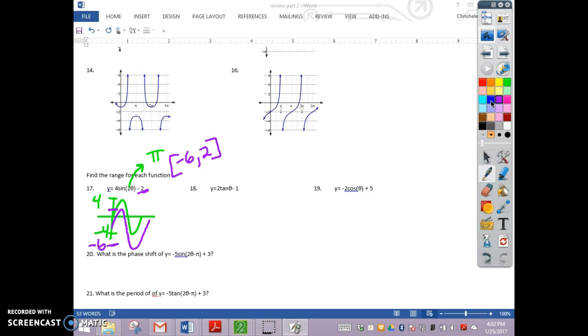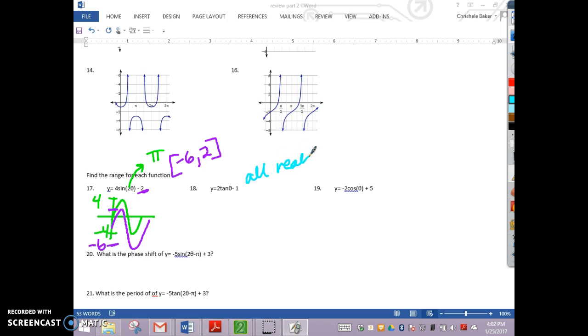Now tangent is kind of a fun one to look at range because it's all real numbers, or negative infinity to positive infinity. So let's see why. When I look at tangent, of course, it goes through the origin, and this one's going to have that amplitude, that stretch of 2, and then I'm going to just shift it down 1. I still have arrows pointing straight up and straight down. So my range is actually all real numbers on this one.